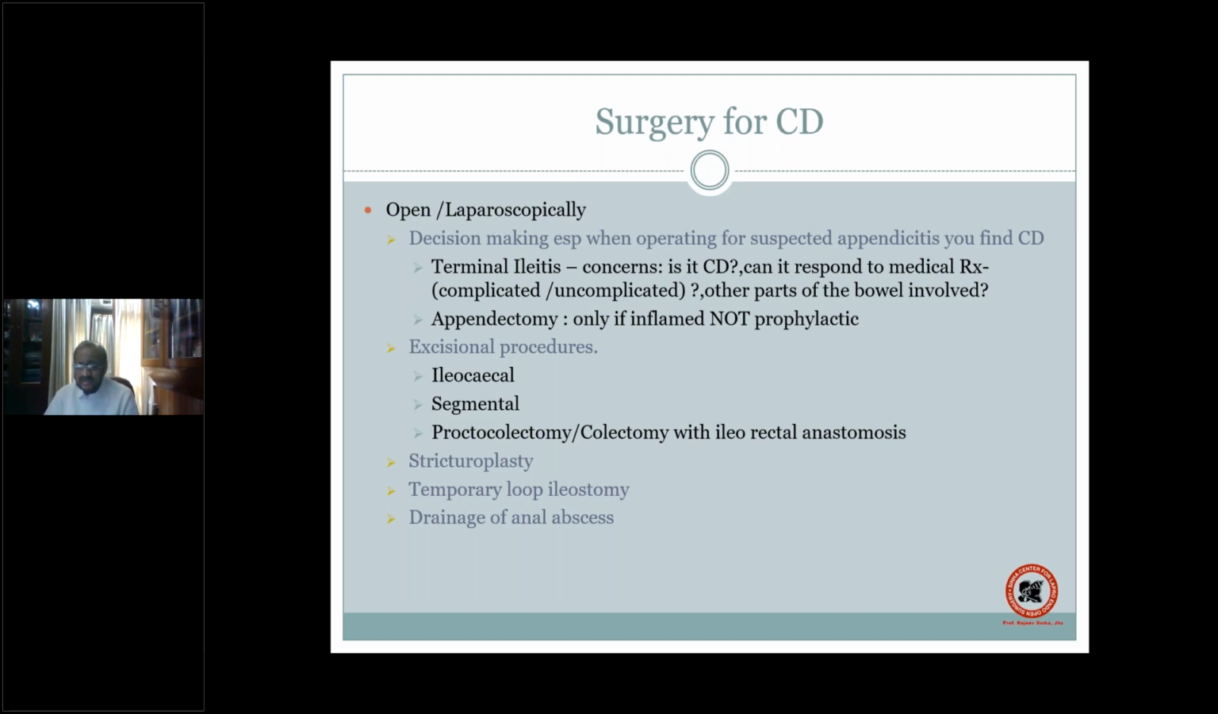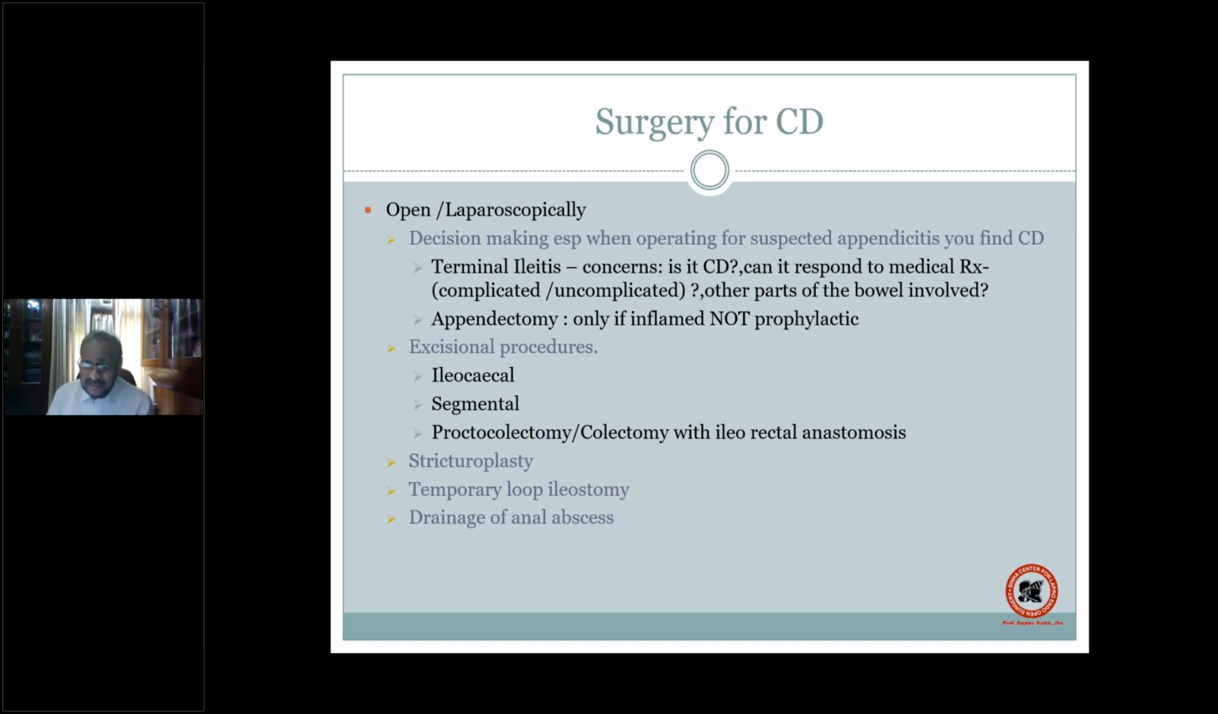What do you do? The decision making becomes very important as far as surgery is concerned in scenarios where you're operating for suspected appendicitis and you find Crohn's disease. In what form? Number one, terminal ileitis. You see a patient having inflammation, terminal ileitis, you suspect CD. What should I do now? My concern would be, is it really CD? Number two, if it is Crohn's disease, is it going to respond to medical therapy? That means whether it's complicated or uncomplicated.